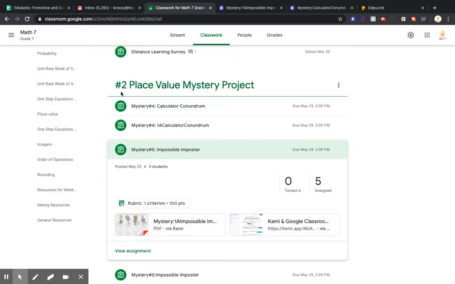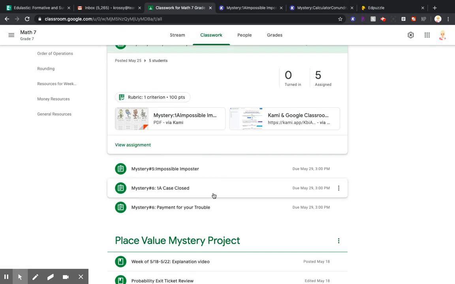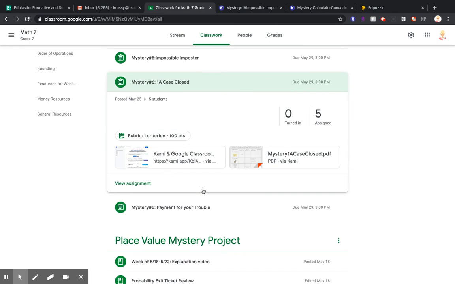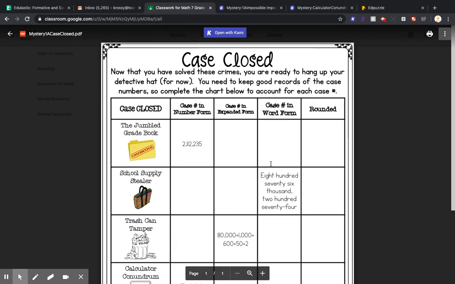We have one more for this week. We have, oh, I'm sorry, 2 more for this week. This one, Case Closed, and Payment for Your Trouble. So some of you have Case Closed, some of you have Payment for Your Trouble. They have different titles, but they both say Mystery 6. So I'll go over a little bit about both depending on which one you have assigned to you. You don't have to do both. You'll only have one that's assigned to you. If it says Mystery Case Closed, this is the one you're going to do.